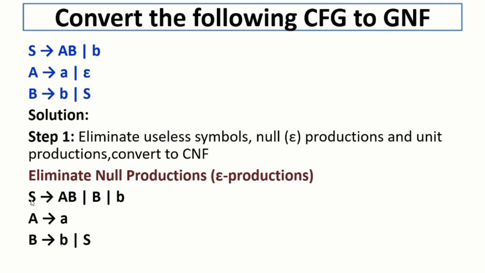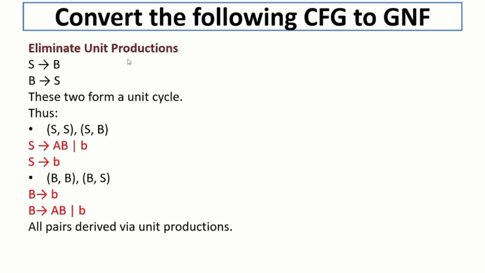From this grammar, S tends to capital B and B tends to capital S are the unit productions. So eliminate unit productions. S derives capital B and B derives capital S. Now take the unit pairs. Consider the left hand side non-terminal symbols: S S, S B, then B B, B S. These are all pairs derived through unit productions.